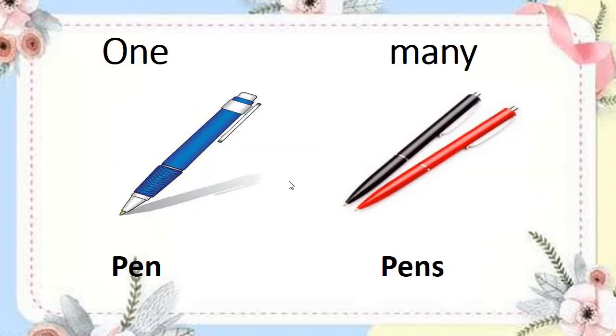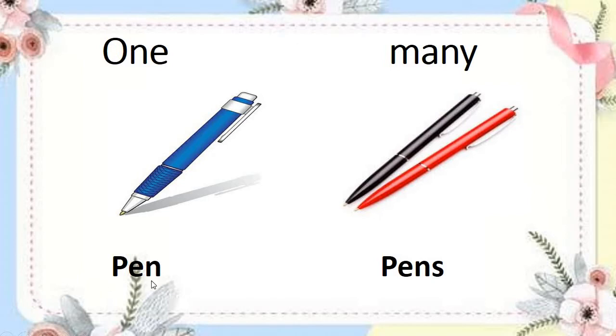Okay then. Now see this picture. What is this? Last lecture also I showed you this picture. It is a pen. Blue color pen. And see here, there are many, more than 1 pen. One is black, other is red. Red color pen. So if there is one pen, we will say pen. P-E-N. Pen.